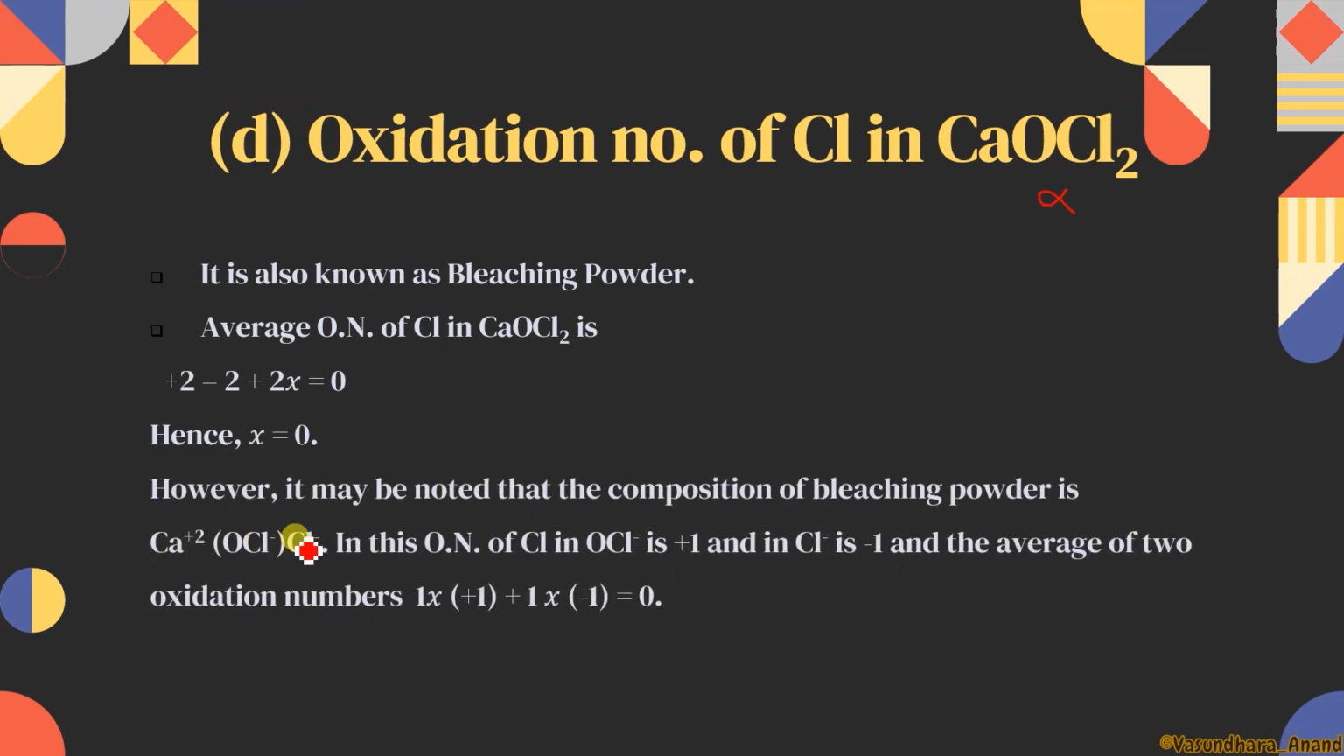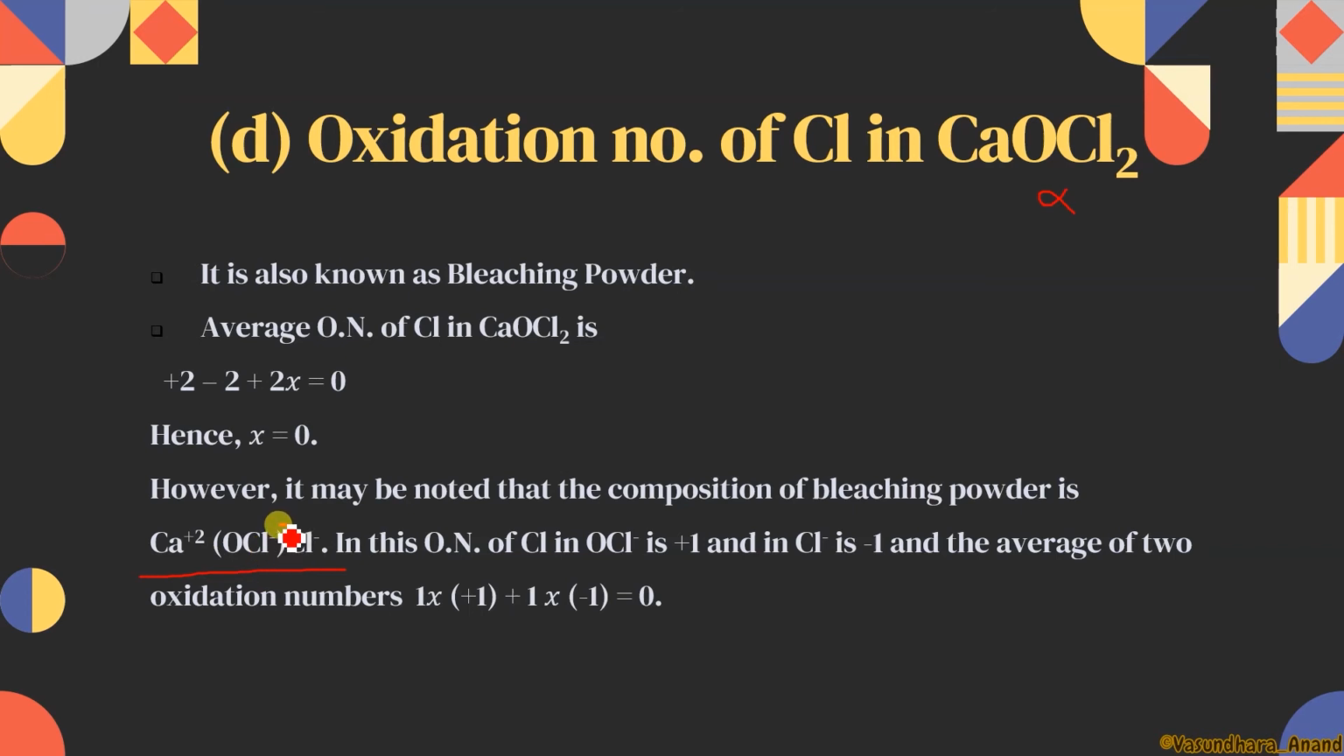So, it may be noted that the composition of bleaching powder is this structure. That's why it was named calcium hypochlorite chloride. And in this case, the oxidation number of the one inside, because it is minus, obviously if it is minus, it has to be plus 1. It has to be in plus. So plus 1, let me write this structure. This is CaOCl minus. This minus is outside only.